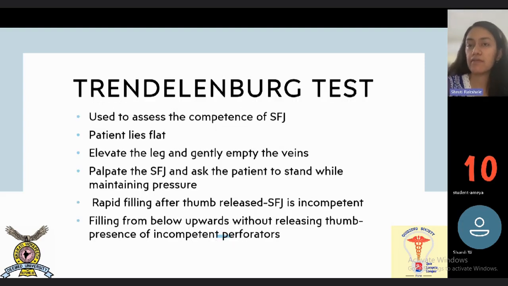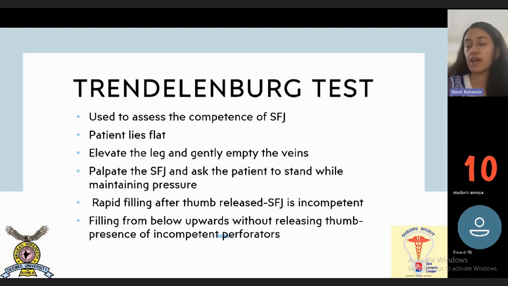Now, there are many tests that can be done to test for this. So, there's Trendelenburg test, there's Perthes, there's modified Perthes test, there's also Schwartz test. So usually the Trendelenburg test is used. This is done to assess the competence of SFJ.